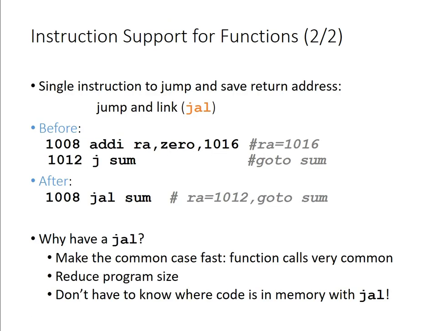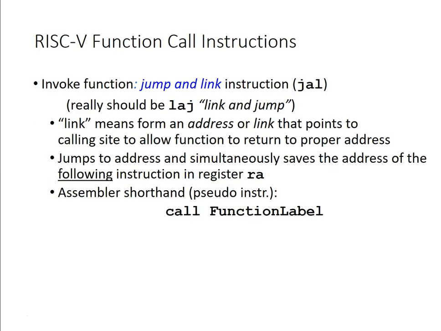Okay, so the ISA also has an important base instruction called JAL, and it stands for jump and link. And it's a handy instruction because from our previous example, we had to load into the return address register the value and then jump to the location of our subroutine. The JAL instruction does both of these. So in our previous program, we could have done a JAL to label sum. So in addition to making the common case fast, because many programs have function calls, we're also reducing the program size. And an additional benefit is that we don't actually need to know where the code is in memory for subroutine calls. So this is an important instruction, the jump and link.